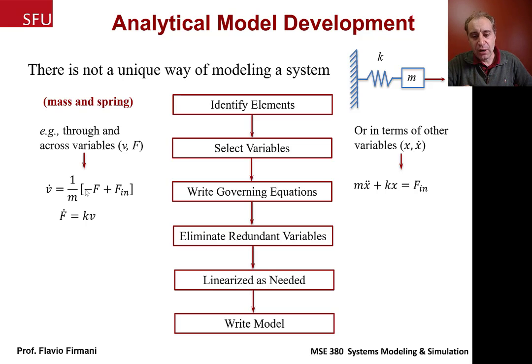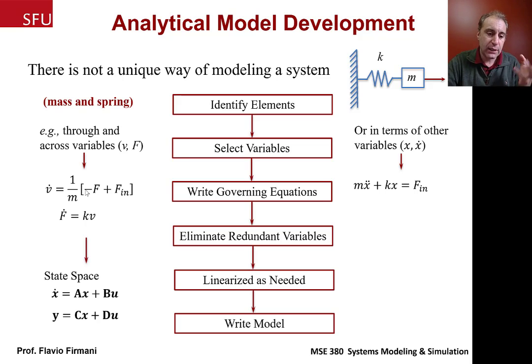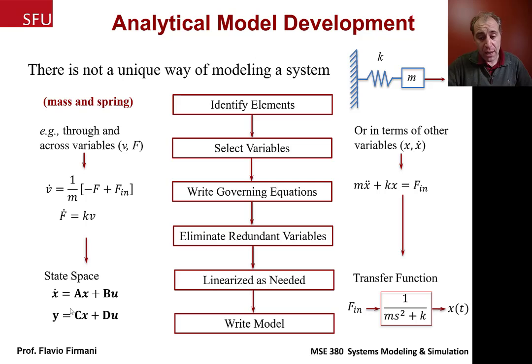Then if there are coefficients that are nonlinear, we could linearize them, and that's something that we're going to see later in the course. And then we're going to write the model. Now we can write it in terms of state space, and that would be our traditional way of representing our state space model. Or perhaps we can write it in terms of a transfer function.